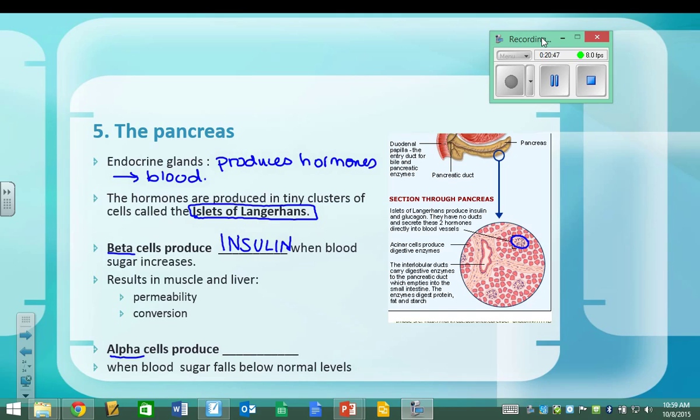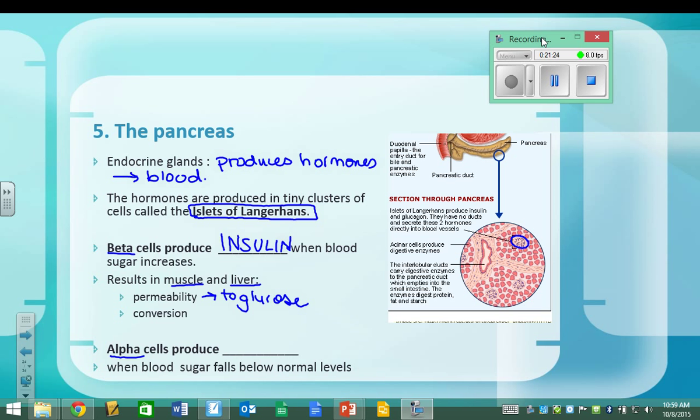Now, what are the results of having insulin in your body? In muscle tissue and in your liver, and really, as a general rule, there is increased permeability to glucose. That means your cells will be alerted: hey guys, there's a ton of glucose. Why don't you absorb some of it? So insulin helps your cells become permeable. That means they let glucose in.